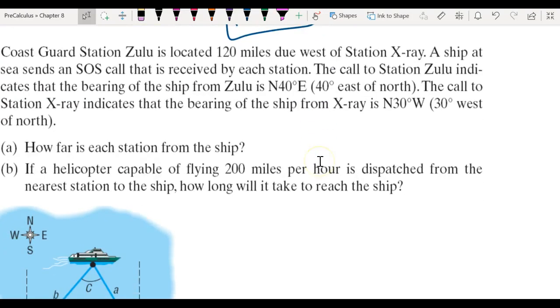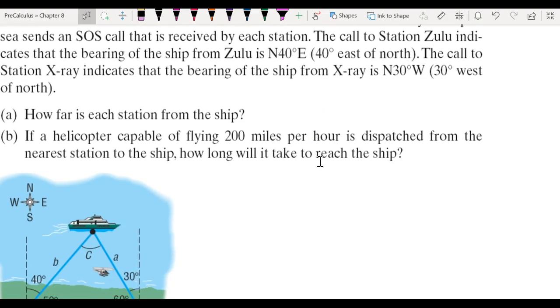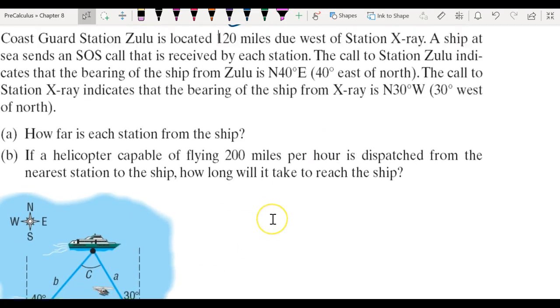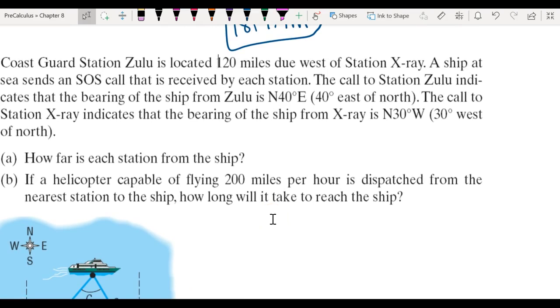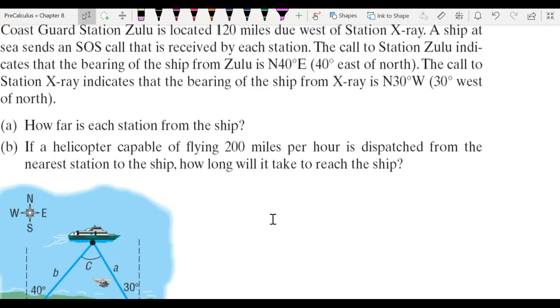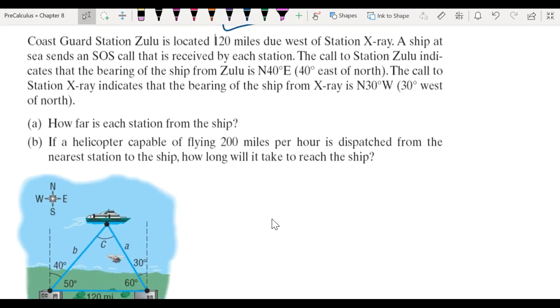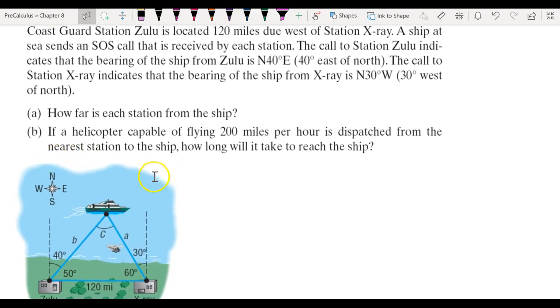Next, we have: Coast Guard Station Zulu is located 120 miles due west of Station X-ray. A ship sends an SOS call that is received by each station. The call to Station Zulu indicates that the bearing of the ship from Zulu is north 40, so you go north and then 40 degrees east. The call to Station X-ray indicates the bearing from the ship is north 30 west, so north and then 30 west. How far is each station from the ship?